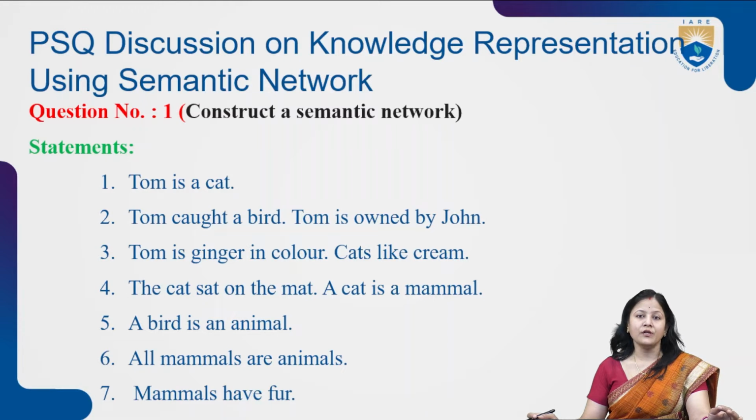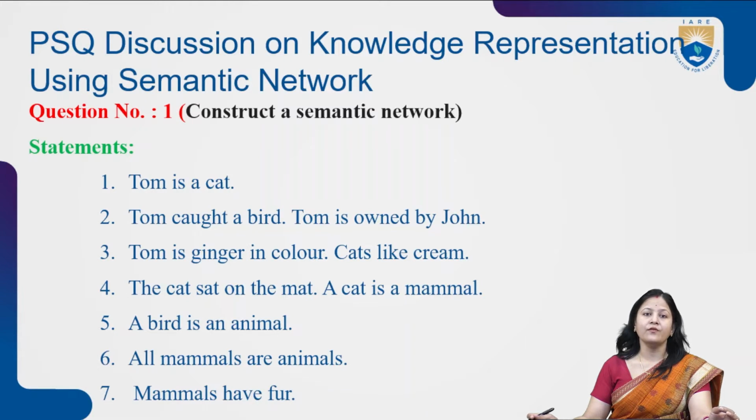So the first question is, construct a semantic network for the given statements. As visible on the screen, a total of 7 statements are given. Tom is a cat. Tom caught a bird. Tom is owned by John. Tom is ginger in color. Cats like cream. The cat sat on the mat. A cat is a mammal. A bird is an animal. All mammals are animals and mammals have food.